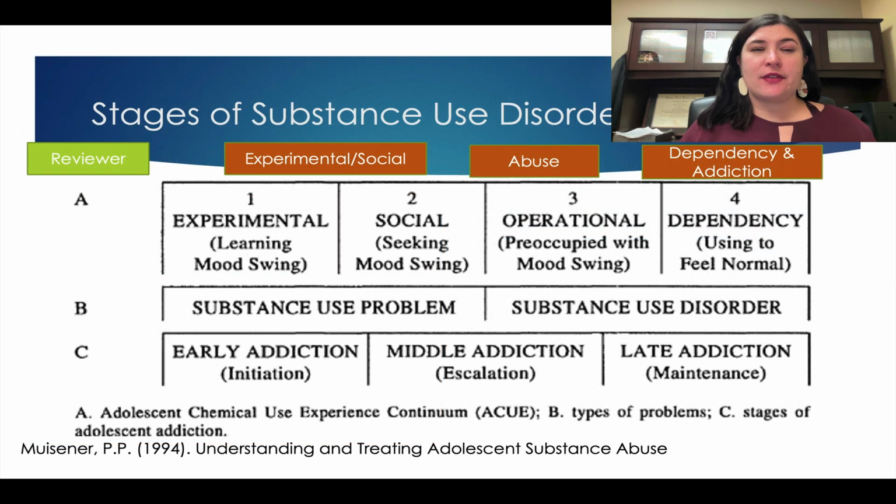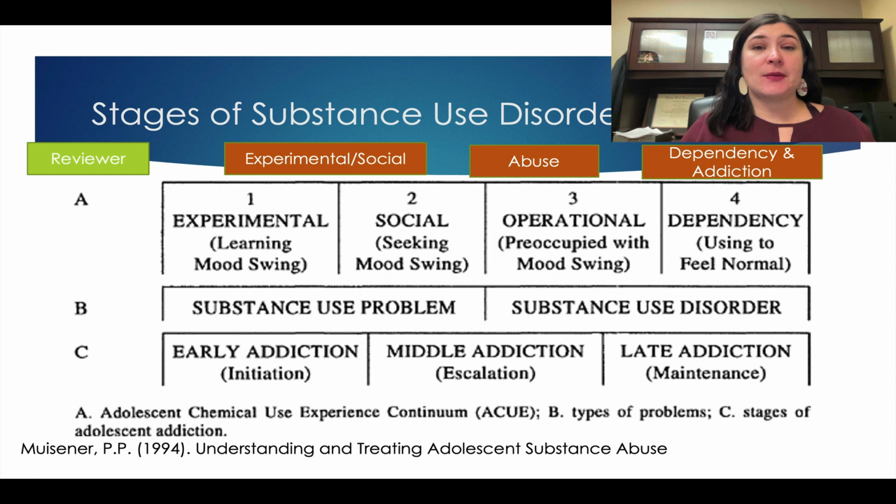In this slide, you can see that there are 3 different types of reviewers. The first row, which is A, is the adolescent chemical use experience continuum, where adolescents might experiment and learn about drugs, or possibly have mood swings. Then they might socially use, again, seeking that mood swing. And then they are operational, where they're preoccupied with that mood swing. And then dependency, where they're having to use in order to feel normal. As you can see, 1 and 2 are in experimental and social, 3 is in abuse, and 4 is in dependency and or addiction.